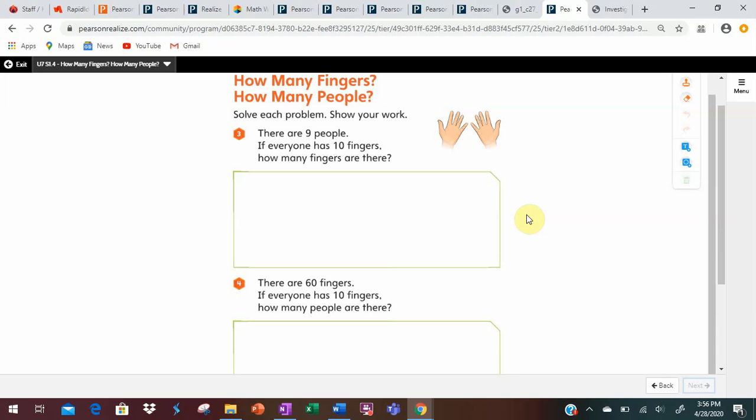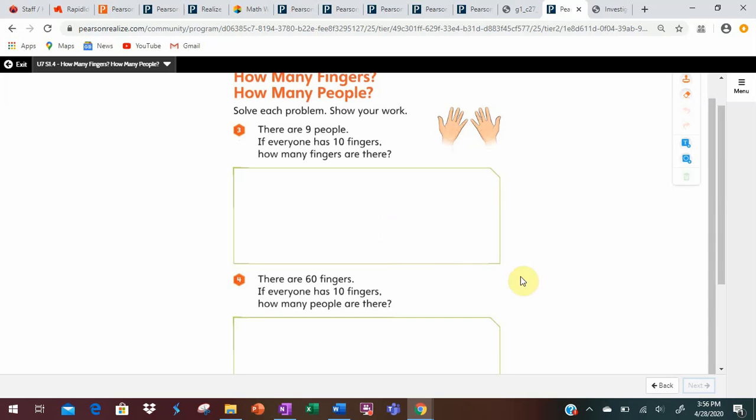That is 297. This one says, number 3, there are 9 people. If everyone has 10 fingers, how many fingers are there? They've changed it again. That's just 9 people. Draw your 9 circles. Put 10 in each circle. Count it. Whatever your strategy is, use that. Remember to write your answer in the box.